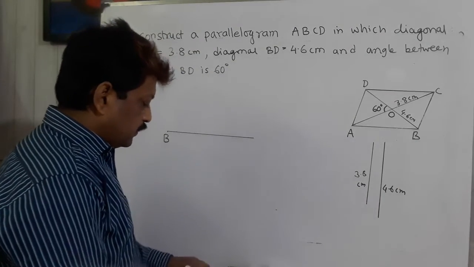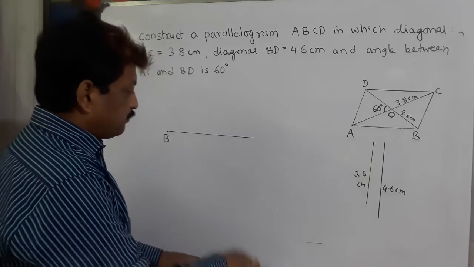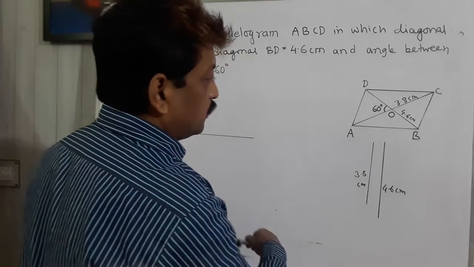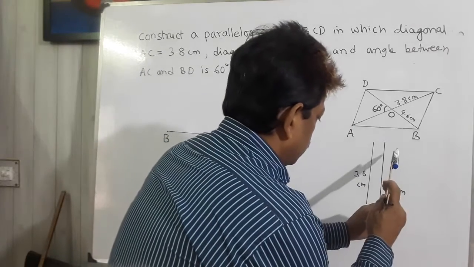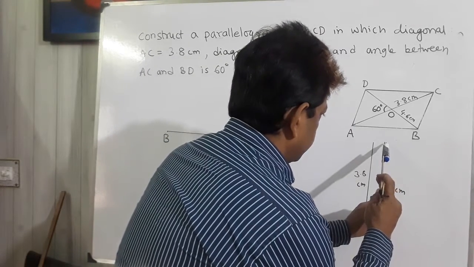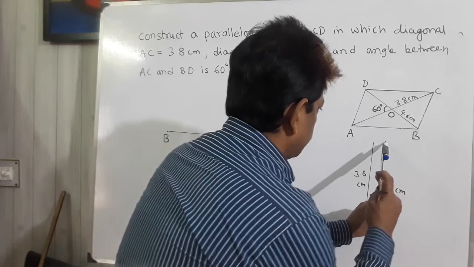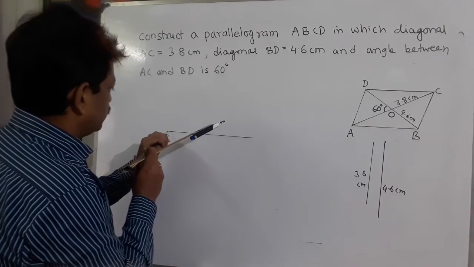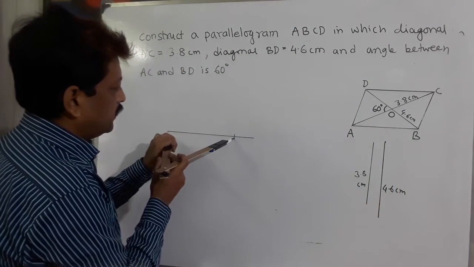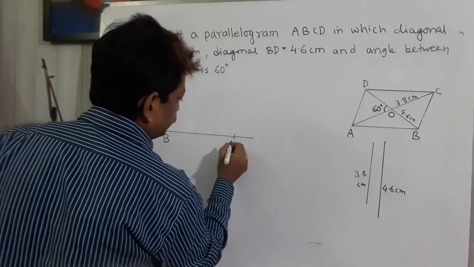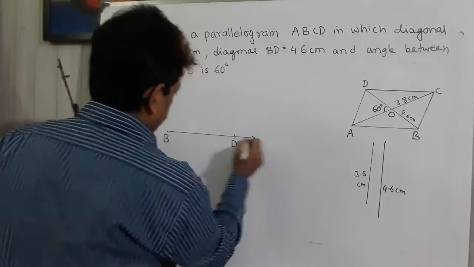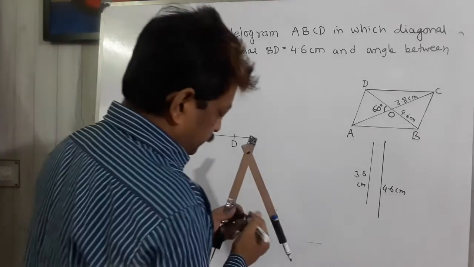Now first of all, I have to mark the point D. D is not known, but BD is 4.6. So let me take this measure of 4.6. Place the compass here at B and cut the line here at D. Means diagonal BD is drawn.